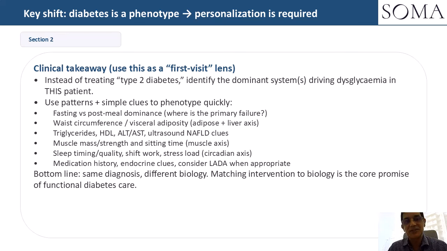So let me summarize this section 2 in a way you remember. Diabetes is not a disease of blood sugar, it is a disease of metabolic network dysfunction. Your job is not only to lower glucose, your job is to find which part of the network is failing first and most strongly. And that is the foundation of personalization. In the next section, we'll take this system understanding and apply it to a practical clinical tool, the functional medicine matrix of antecedents, triggers, mediators, and perpetuators.